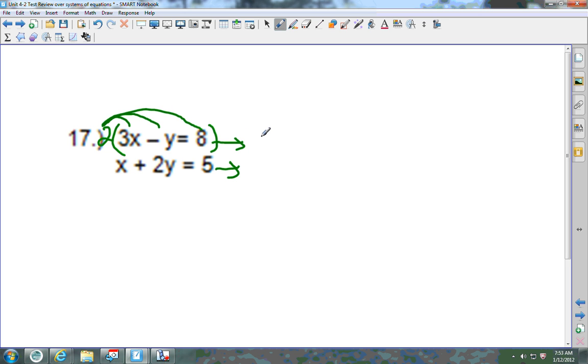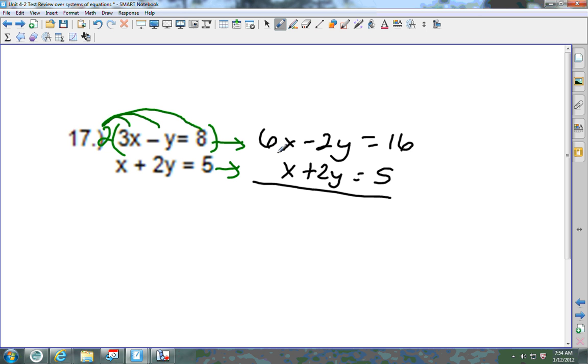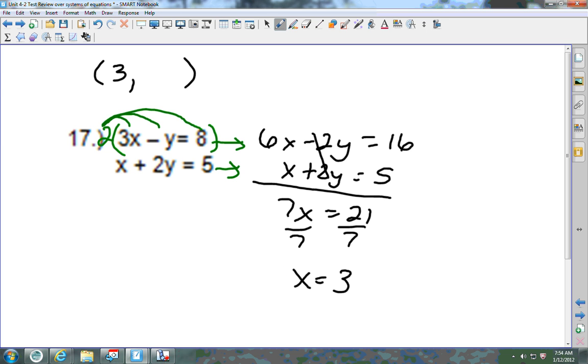2 times 3x is 6x. 2 times negative y is negative 2y. 2 times 8 is 16. Rewrite the bottom one. 6x plus 1x is 7x. The y's cancel out. 16 plus 5 is 21. Divide each side by 7. X equals 3. So I have 3, and then I need to find the y number.